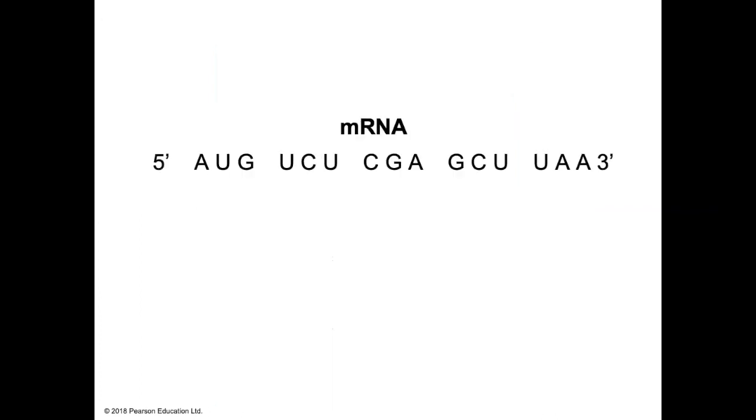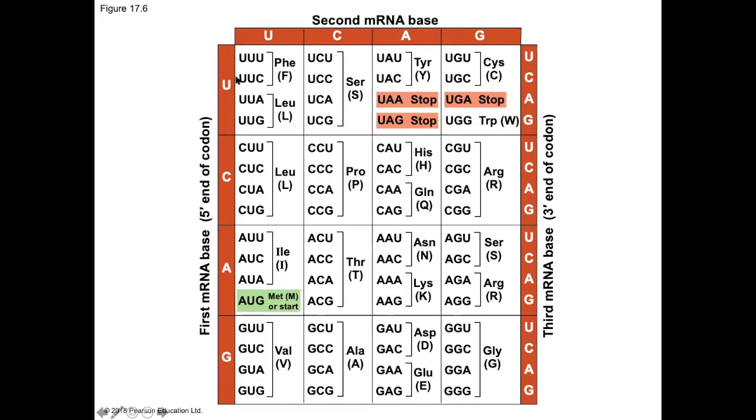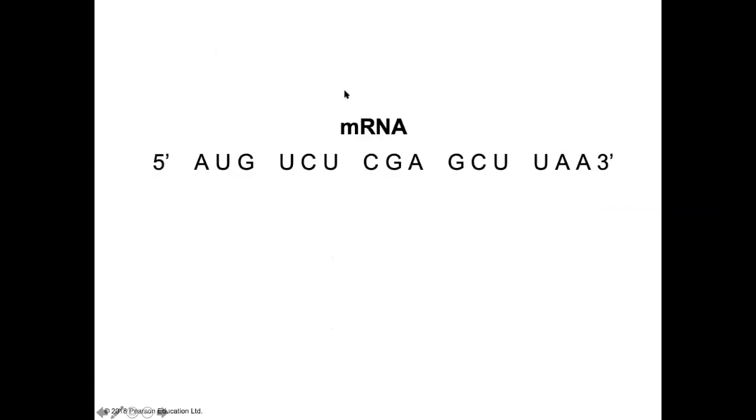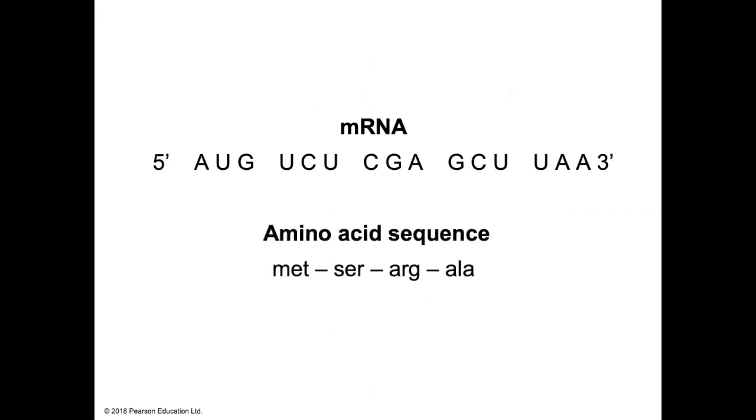And then for the next codon, we have UCU. You just follow the same procedure. Look at the left side of the genetic code. The first mRNA base is U. The second base is C. And then you have the third base, which is U. So this codon codes for serine, or SER. And then you just follow the same procedure for all codons. And then you will end up at the amino acid sequence, which is methionine, serine, arginine, and alanine. That's how you do translation. It is based on the mRNA strand.